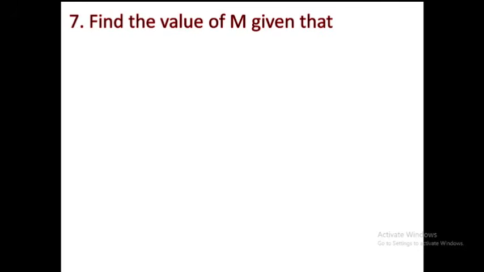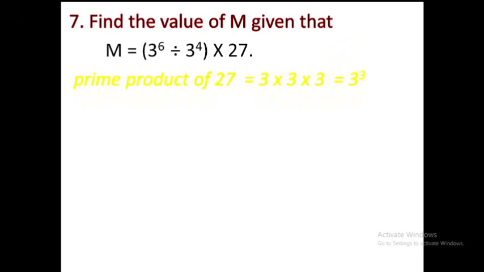Find the value of m given that m equals bracket open 3 exponent 6 divided by 3 exponent 4 bracket close times 27. Of course, I told you earlier that I'm going to explain the prime product. So let's take the 27 and find the prime product or the prime factorization of 27. Good. We'll pick prime numbers which when multiplied will give us 27.